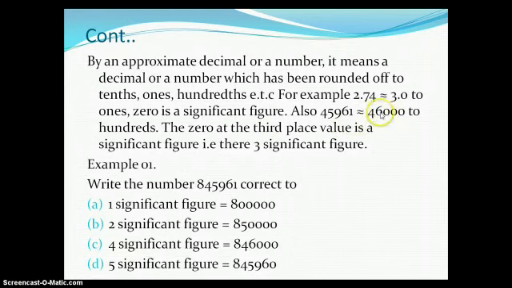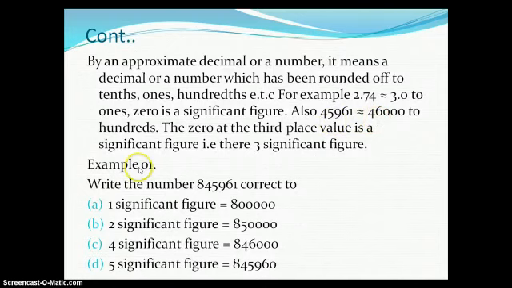So simply we say that the 0 at the third place value is a significant figure. That is the 3. From that number we have 3 significant figures. I mean that 4 is a significant figure, 6 is a significant figure, and this 0 is a significant figure, but not the others. So you have to be very careful with that rule.